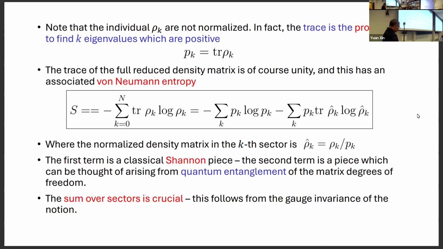The sum over sectors is crucial because this just follows from the gauge invariance of that notion. So even though in each such sector it does appear in this particular case to be a sort of subset of the matrix elements, that itself doesn't provide a gauge invariant notion. It's only when you sum that you get a gauge invariant notion.